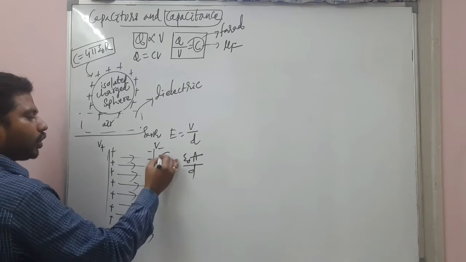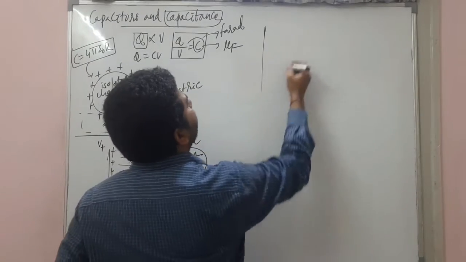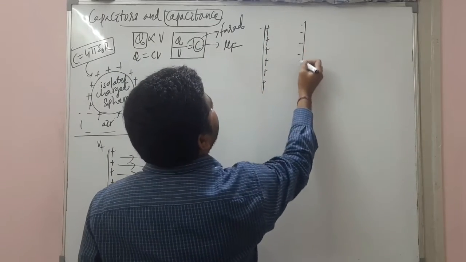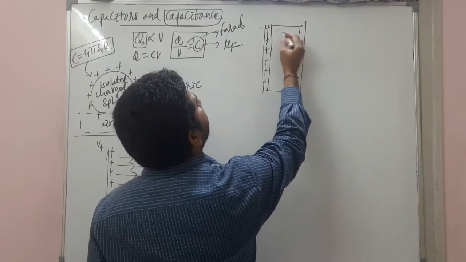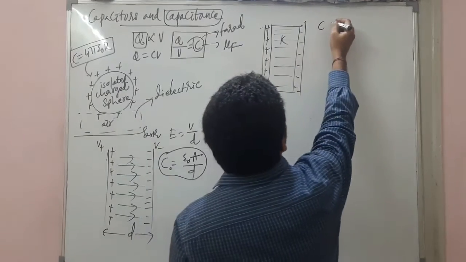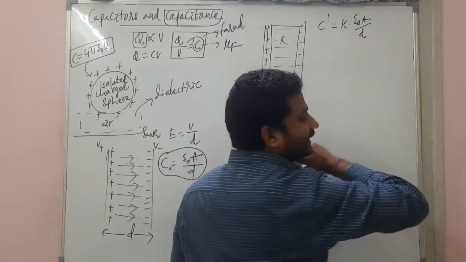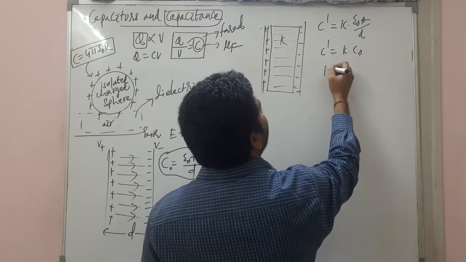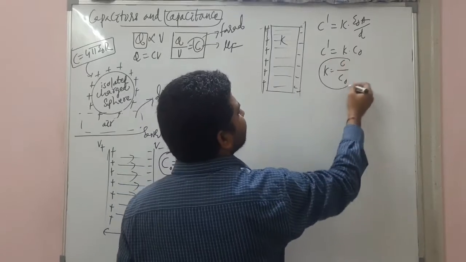So this is also called C naught = epsilon naught A by D. For example, my dear students, have a look at it. Imagine this is the positively charged plate and this is the negatively charged plate. Now, when it is completely filled with a dielectric, the capacitance, imagine C dash, is equal to K into epsilon naught A by D, which is K into C naught, and this K is equal to C by C naught. So this C dash I am writing as C.